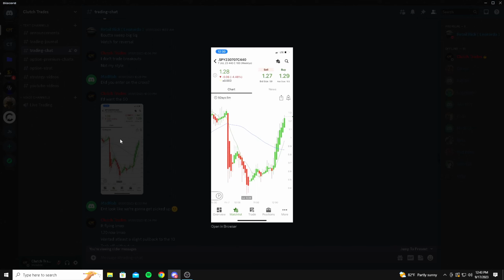The 0DTE charts gauge the intraday trend, and those are the ones you take trades off of every day. The Friday contracts are for the larger time frame, the current trend of the market, the bigger picture. With the Friday contracts, you're able to swing trade.